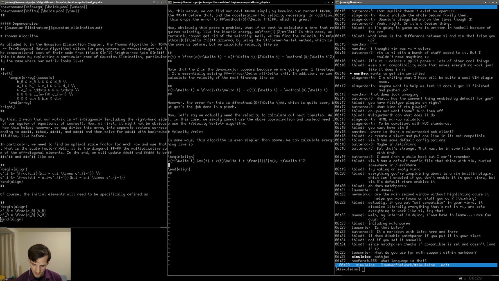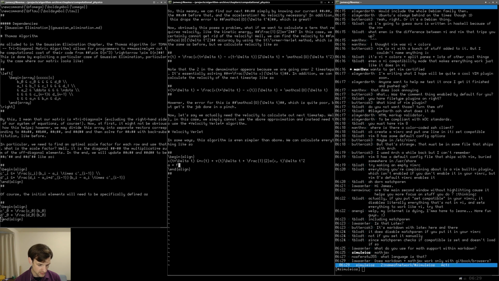So now we're going to say a is going to be equal to some function of x and t. And we're going to say v of t plus delta t. One second. Does Markdown plus MathJax work only with Gitbook browsers? You have to enable it somehow on your system, and I'm not sure the best way to do the enabling. Let me see what happens if I just open this up in a Markdown editor. Just give me a second to do that.